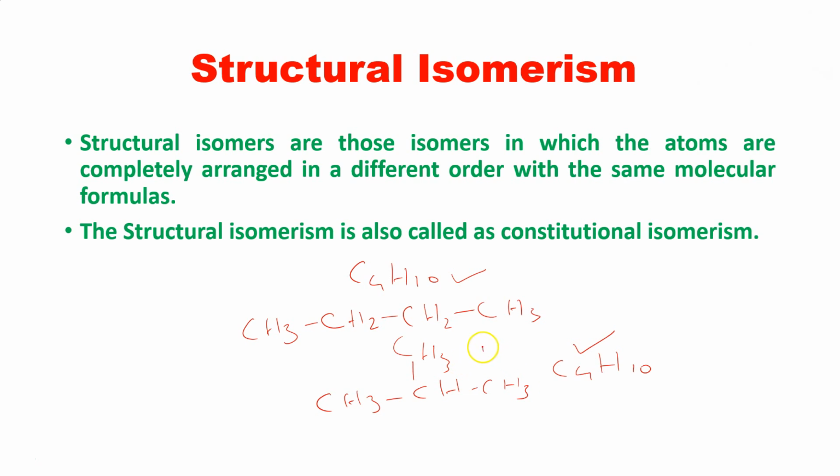Physical properties like melting point, boiling point, refractive index are different, and chemical properties like reactivity will also be different because the structure is different. So that is why it is said that physical as well as chemical properties are different for structural isomers, but the molecular formula is the same.